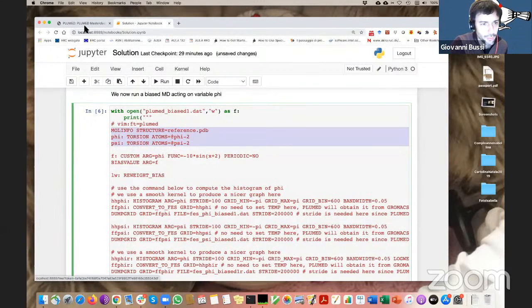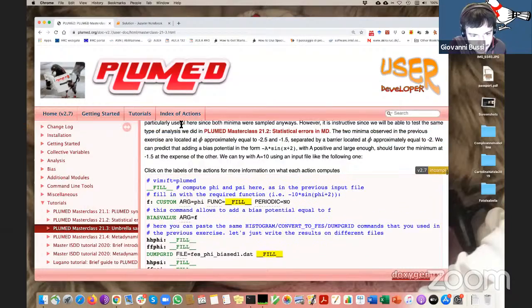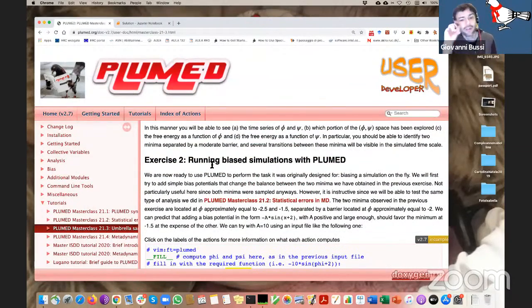So first, what was the assignment? The assignment here was to run a biased simulation. So instead of just analyzing an unbiased simulation on the fly, here we add a bias potential. And you see that the special thing about PLUMED is that you can define arbitrary potentials and add them, and they will be felt by your simulation on the fly.